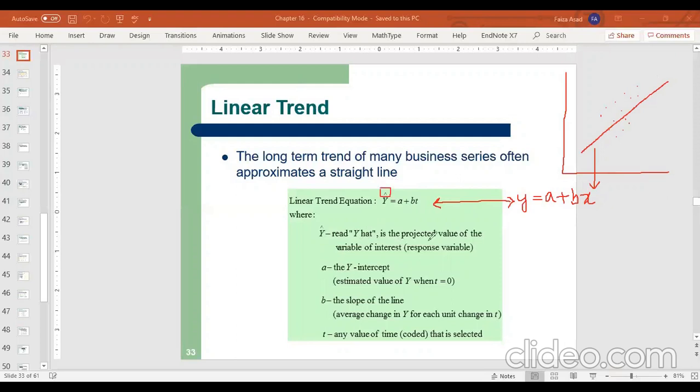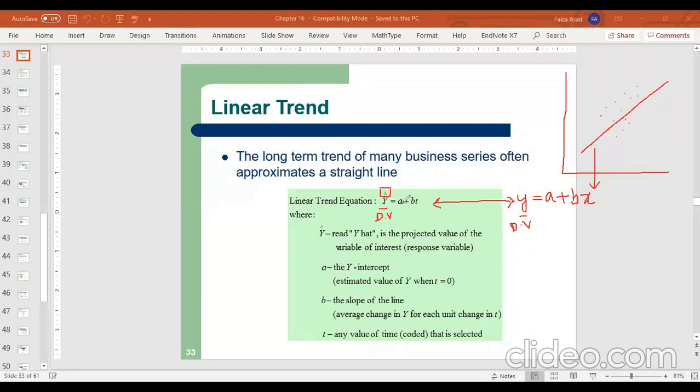Y hat is basically the projected value, or expected value, or you can say the forecasted value of a variable of interest. Variable of interest is basically the response variable or the dependent variable of this equation. Likewise here, all the components are similar except this hat. This hat is showing that it is not a simple linear equation, but a linear trend equation.